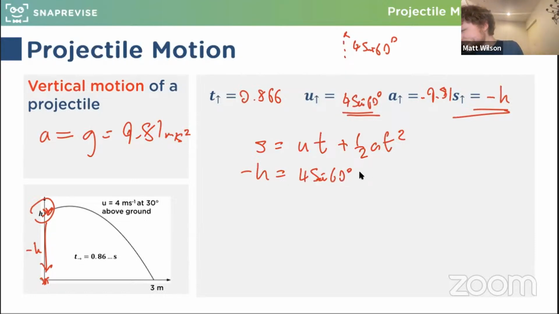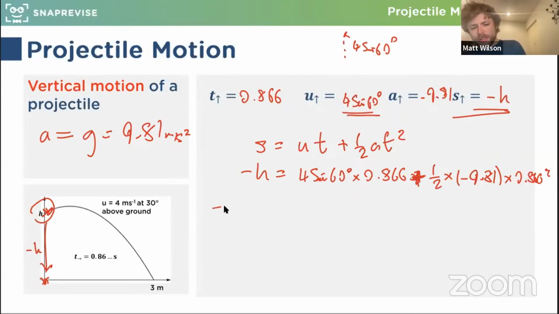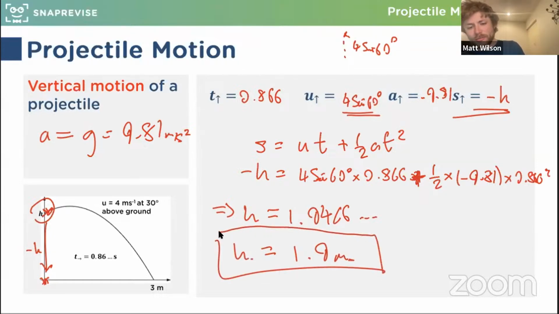times the time, which is 0.866, plus 1/2 times minus 9.81 times t squared, 0.866 squared. If you chuck this in a calculator, you'll find that h is in fact equal to 1.9466, etc. In other words, it's equal to 1.9 meters. H equals 1.9 meters. Perfect.